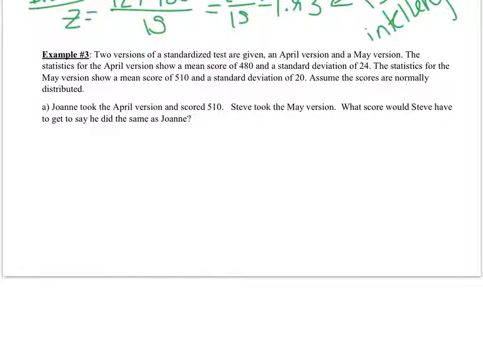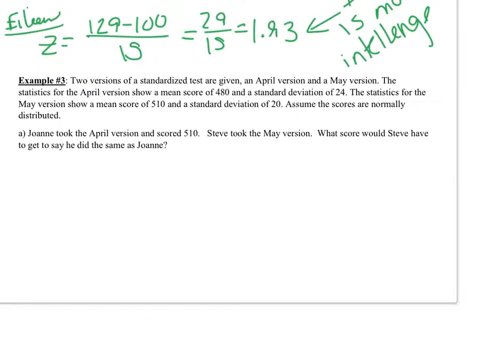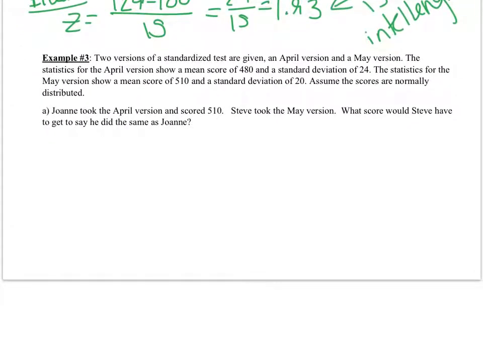Okay, 2 versions of a standardized test are given. For example 3, so this one throws a little hitch in it. Seems easy, we're finding the z-scores, but this one's asking, 2 people took the SAT. Joanne got a 510 in April. But Steve took the May version. What score would Steve have to make to score the same as Joanne? So this is a slightly different version of the problem, so let's figure out Joanne's z-score.